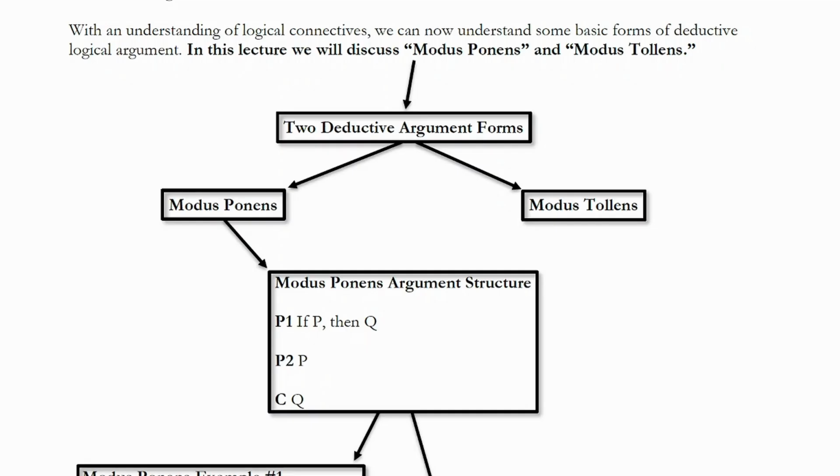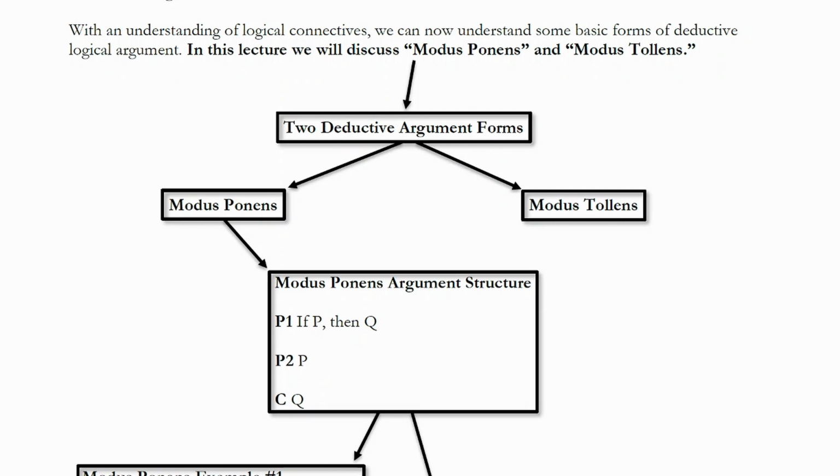So now that we have an understanding of the 4 different logical connectives, we can now use this knowledge to identify some basic foundational forms of argument in deductive logic. And in this video, we're going to look at 2 deductive argument forms in particular, Modus Ponens and Modus Tollens.